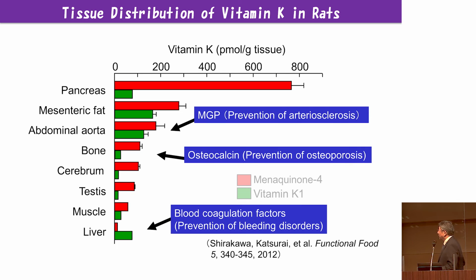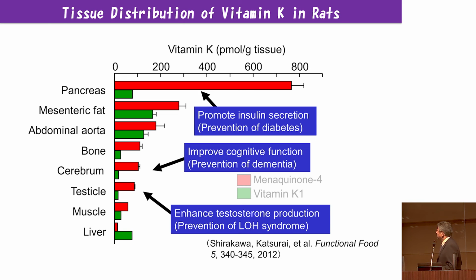In addition to vitamin K functions in liver, bone, aorta, vitamin K may have a testosterone-enhancing effect in the testes, from our studies, which may be a key in the prevention of LOH syndrome. And we also believe that vitamin K may be able to promote insulin secretion and hence be linked to the prevention of diabetes. Due to time constraints, I cannot share with you the researches related to brain, but our group have been doing researches on the brain recently, and we think that menaquinone-4 may be involved in the improvement of cognitive function, suggesting its potential in the prevention of cognitive decline.